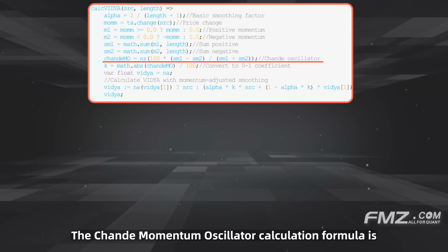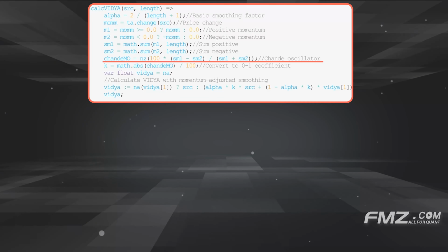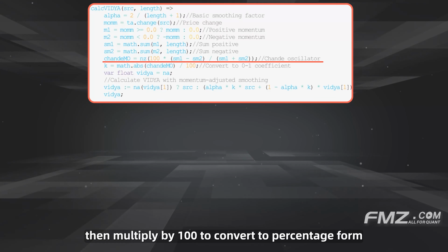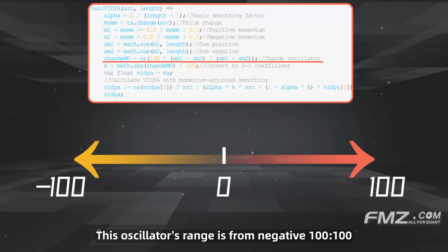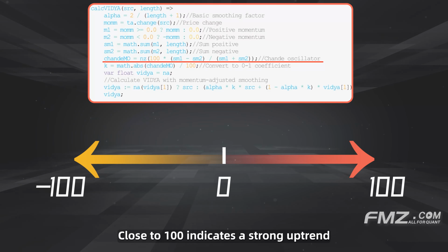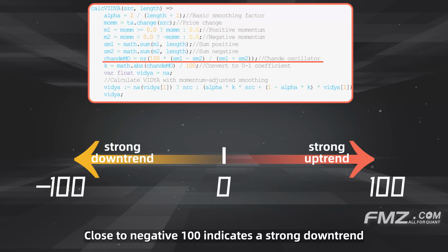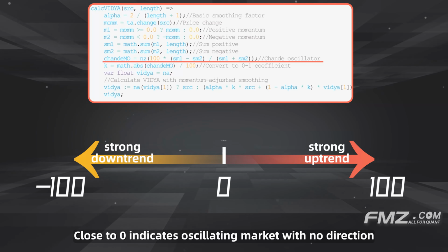The Chande Momentum Oscillator calculation formula is to use the difference of positive and negative momentum divided by the sum of positive and negative momentum, then multiply by 100 to convert to percentage form. This oscillator's range is from negative 100 to 100. Close to 100 indicates a strong uptrend. Close to negative 100 indicates a strong downtrend. Close to 0 indicates an oscillating market with no direction.